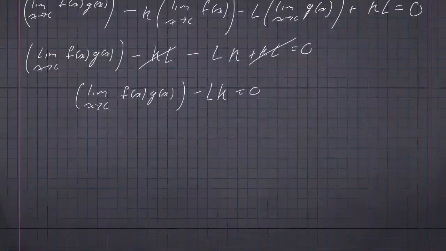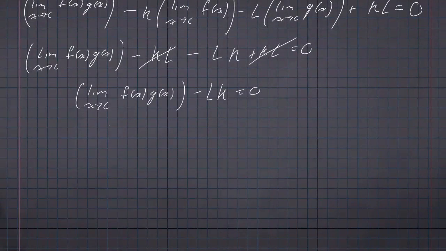And finally, I can add that LK to both sides of the equation to get that the limit as x goes to c of f of x times g of x is equal to LK, the limit on f times the limit on g.